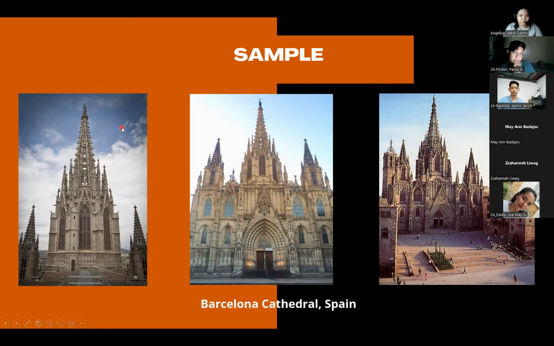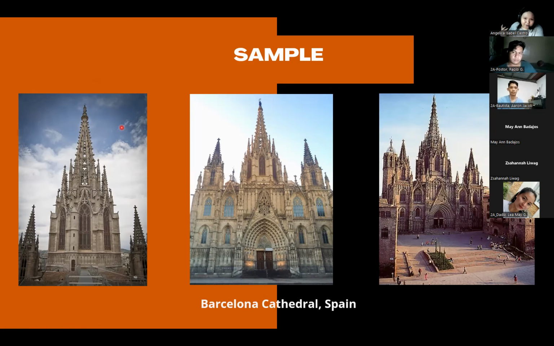Any questions so far? Pwede ba nating i-consider yung gawa ni Gaudi? Do you know that? Do you even know Gaudi at this point? Yes po, ma'am. So, Antonio Gaudi is a Spanish architect. Meron siyang isang famous building na until now, several years, decades after his death, ay hindi pa rin tapos.